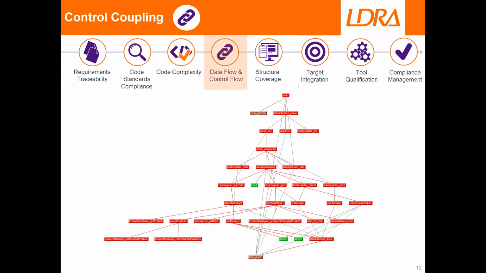Next, let's talk about data and control flow. Here you can see an example of what's called a call graph. It shows all the functions in your system as these boxes and also shows how they are all related to each other. Control coupling analysis is about analyzing the relationships between these different software components in your system. And it asks questions such as, has each software component been called when expected? And has each software component been called at least once during a full regression run? This is a really good way to find dead code.